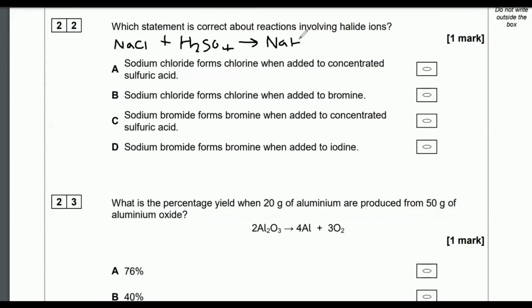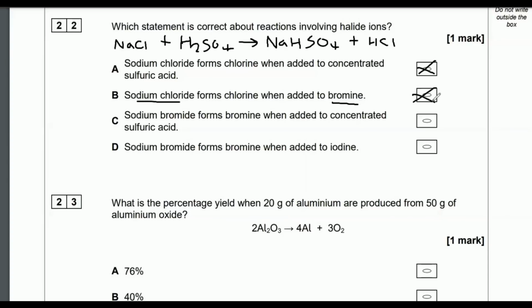Okay, yeah, let me change that. That's supposed to be sodium hydrogen sulfate. And what else does it form? Well, the other hydrogen from the sulfuric acid is joining with the chloride ions. So the chloride ions are acting as a base. They're accepting the hydrogen. This is not a redox reaction.